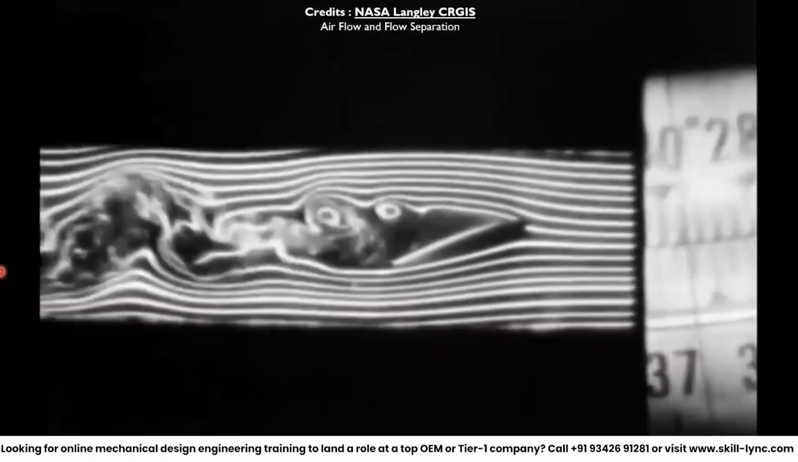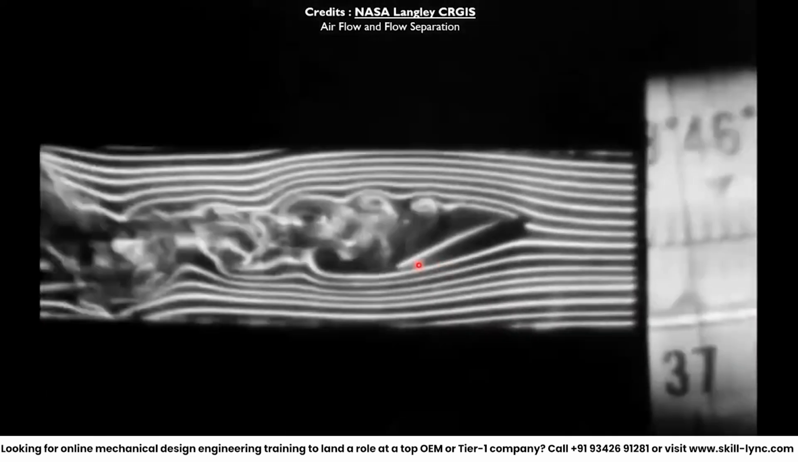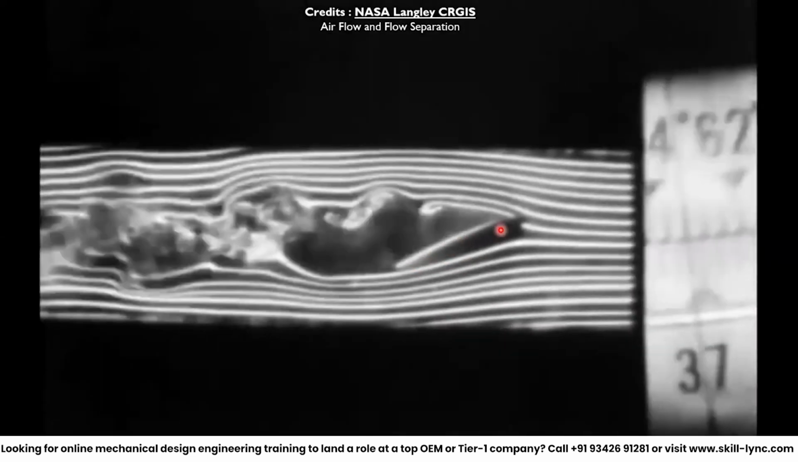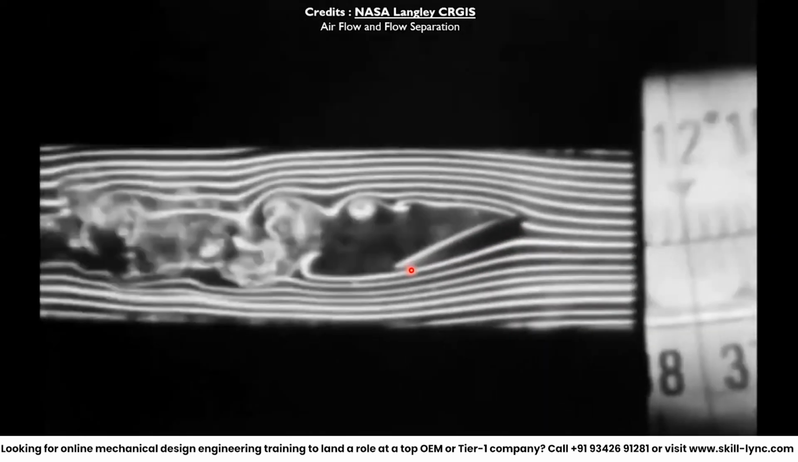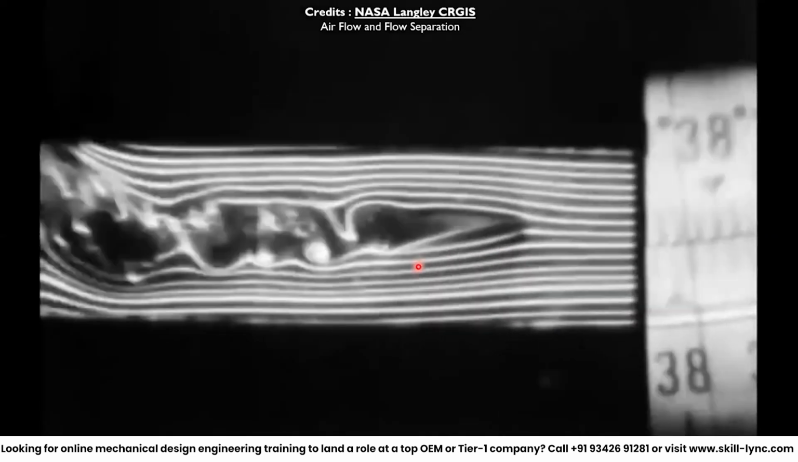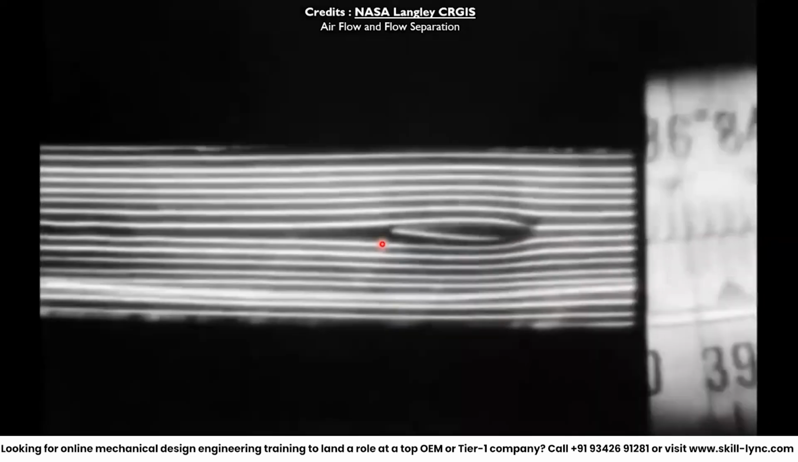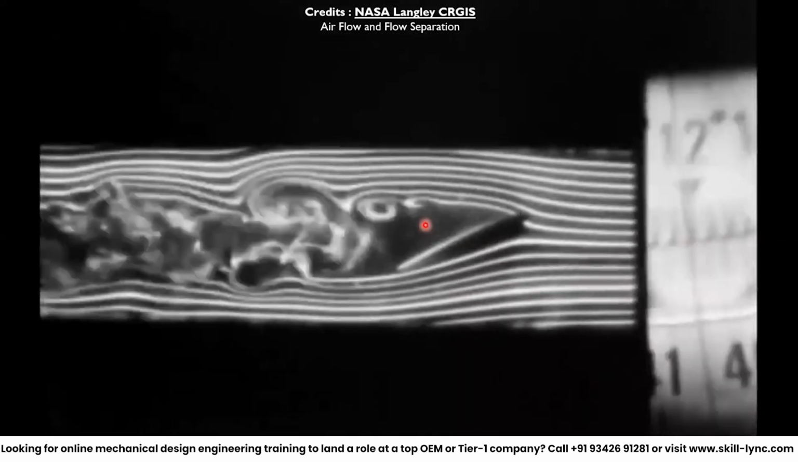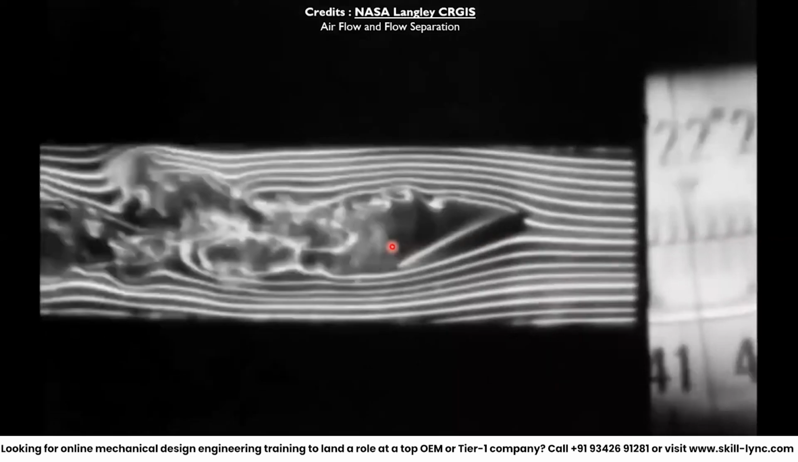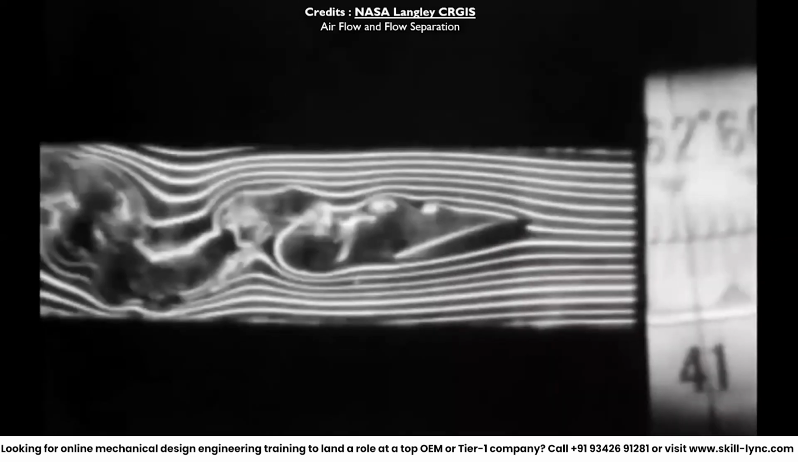Now here we see we have a wing airfoil. By changing the angle of attack, we can see the flow separation, or the flow disturbance, happening on the rear side. In this case, the flow separation is not happening. Now when we are changing the angle of attack, we can see at this area the flow is not attached at all.